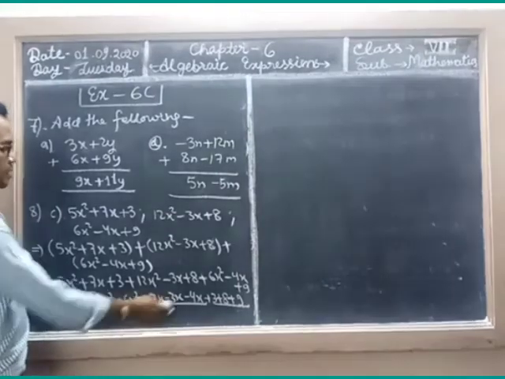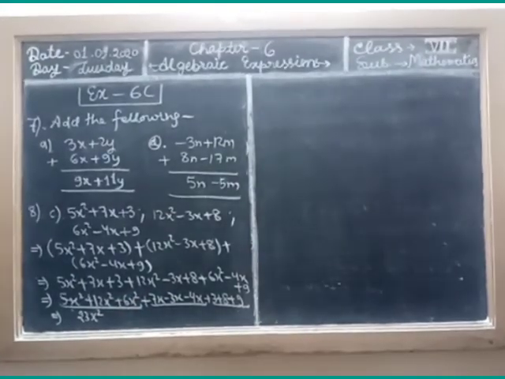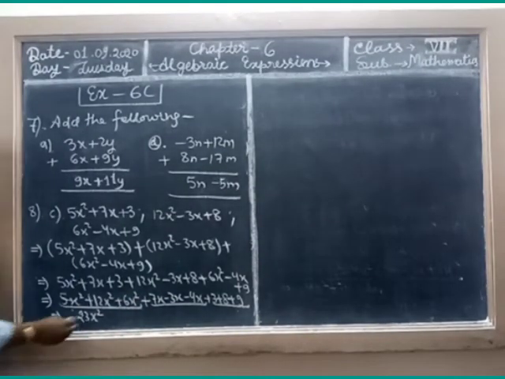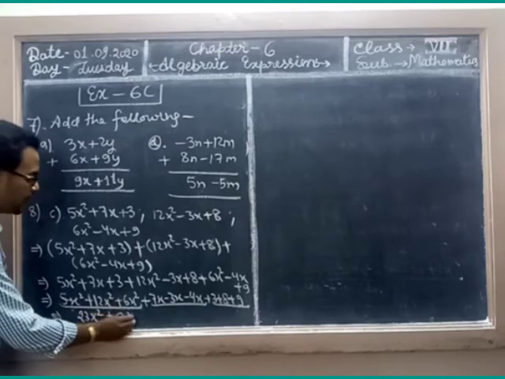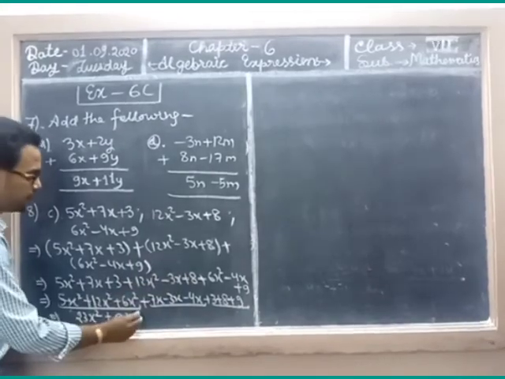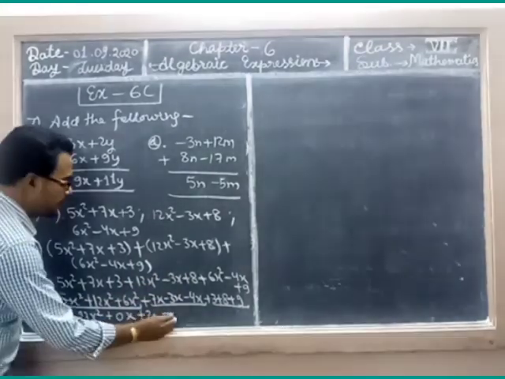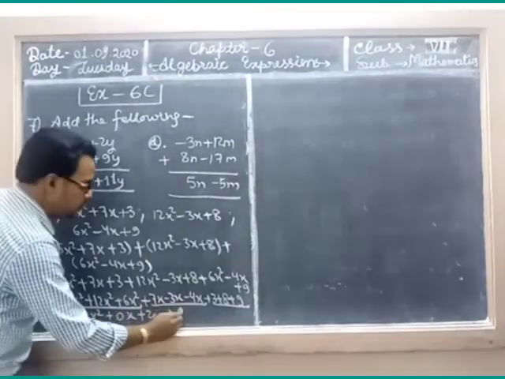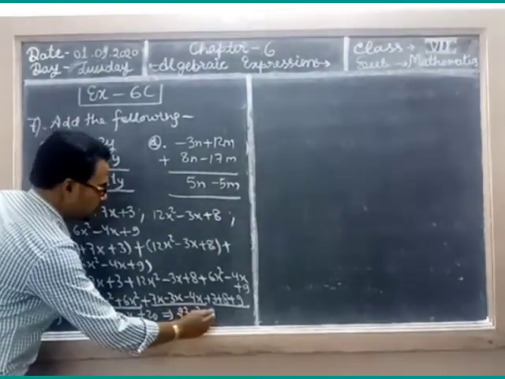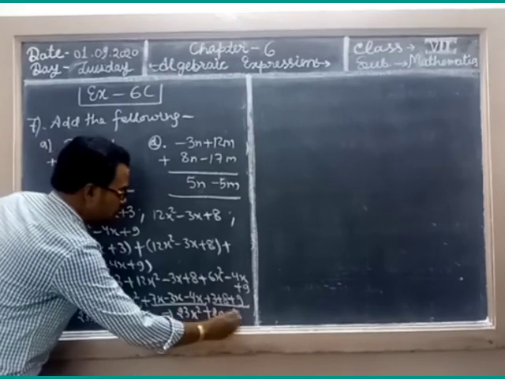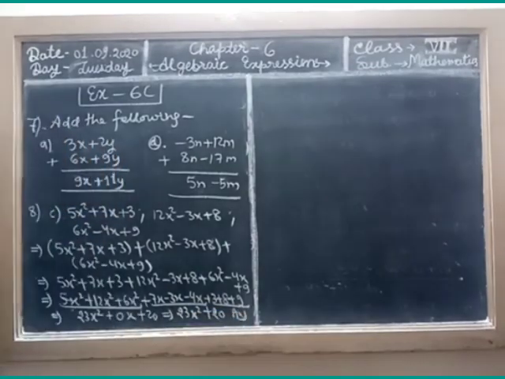Now 7x minus 3x, that is 4x. 4x and minus 4x. So it is 0x. And 8, 3, 11, 11 plus 9, 20. So the final answer is 23x square plus 20. So this is your final answer. Got it?